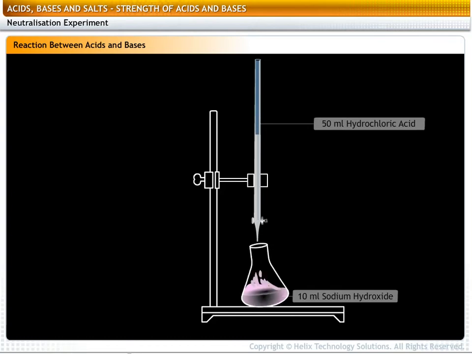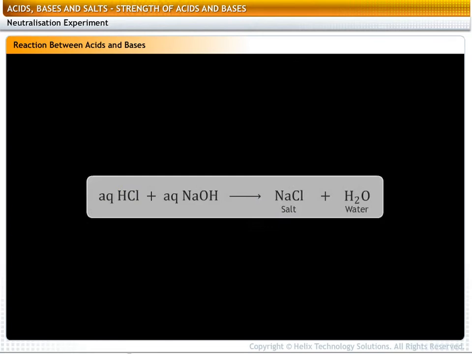After a certain quantity of hydrochloric acid has been added, the sodium hydroxide solution changes from pink and becomes colorless. This is because neutralization occurs at this point, which is indicated by the pink color decolorizing completely. The chlorine of hydrochloric acid combines with sodium of sodium hydroxide to form sodium chloride. The hydrogen of hydrochloric acid combines with the hydroxyl part of the sodium hydroxide and forms water.